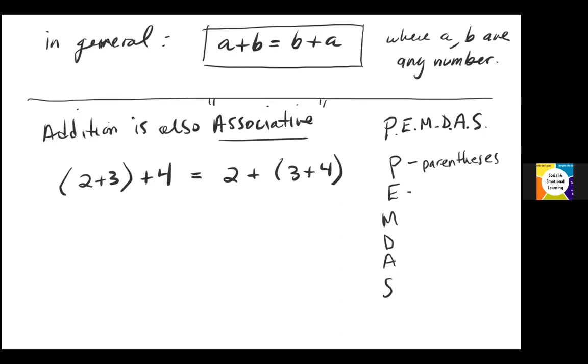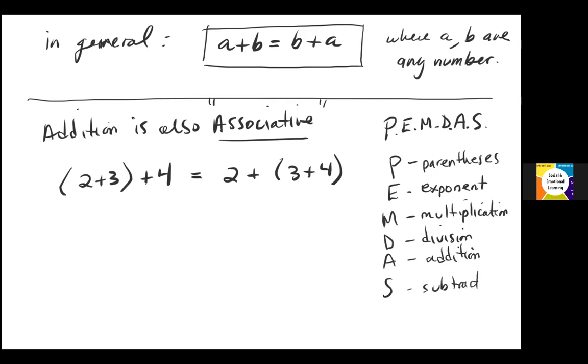The E stands for exponent. M is for multiplication. D is for division. We have addition and subtraction. So this represents the order of operations that you need to carry out in order to add and subtract mathematical expressions here.